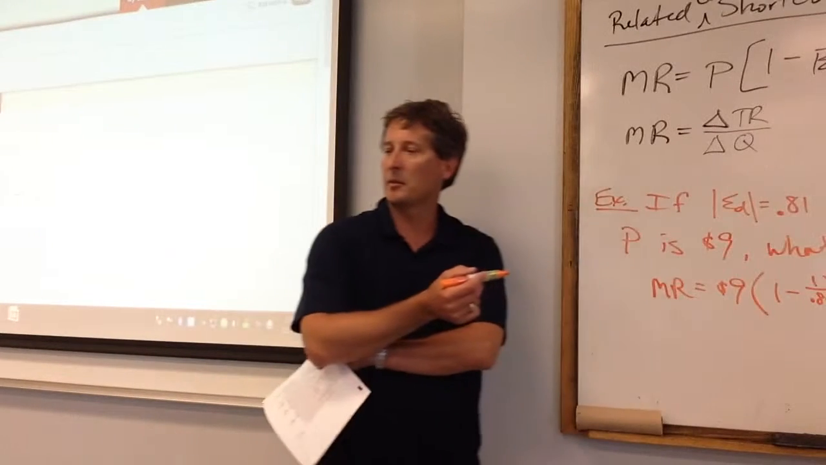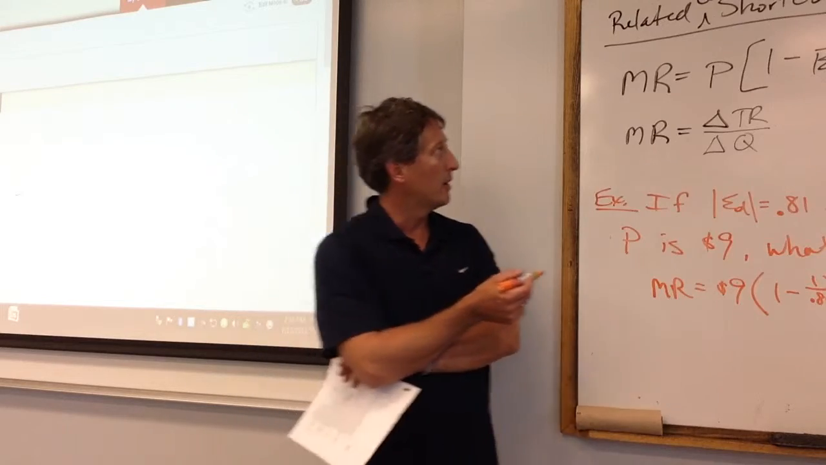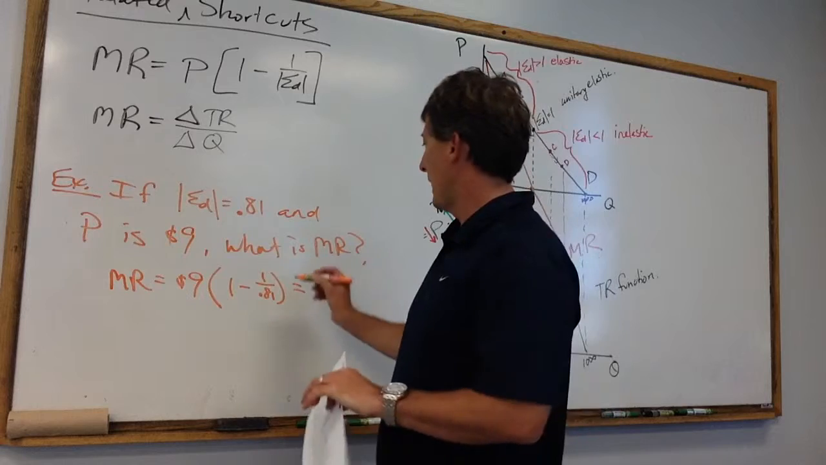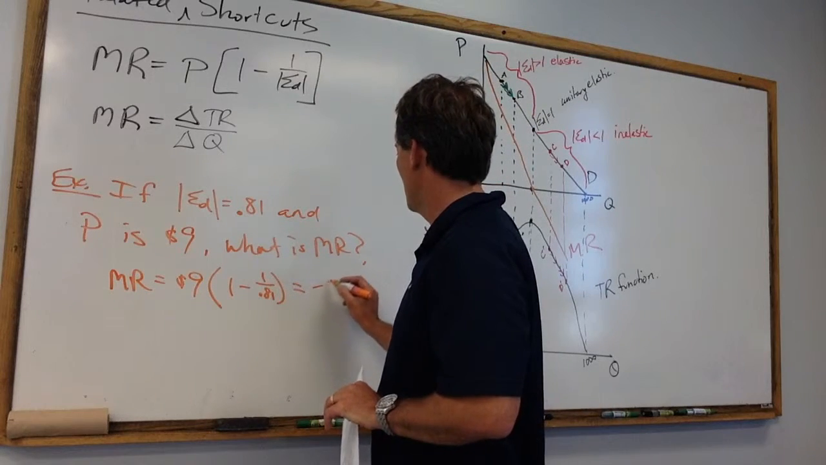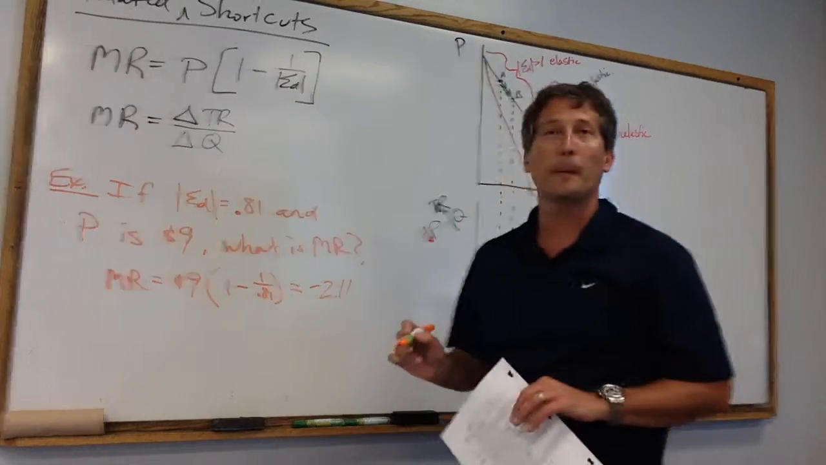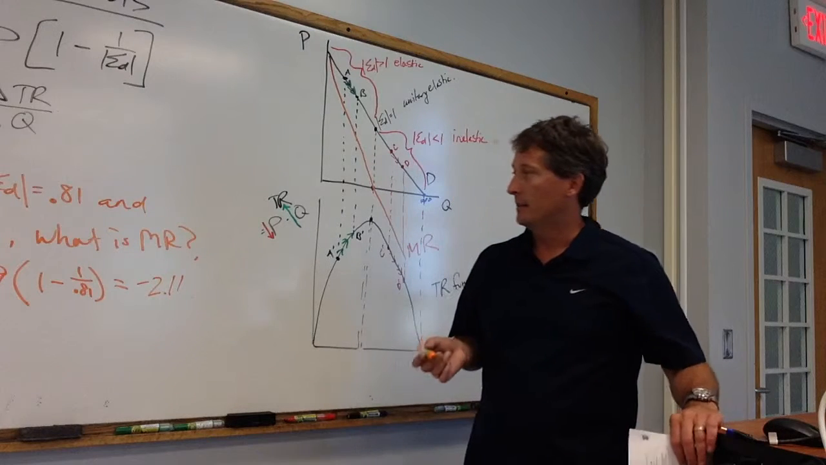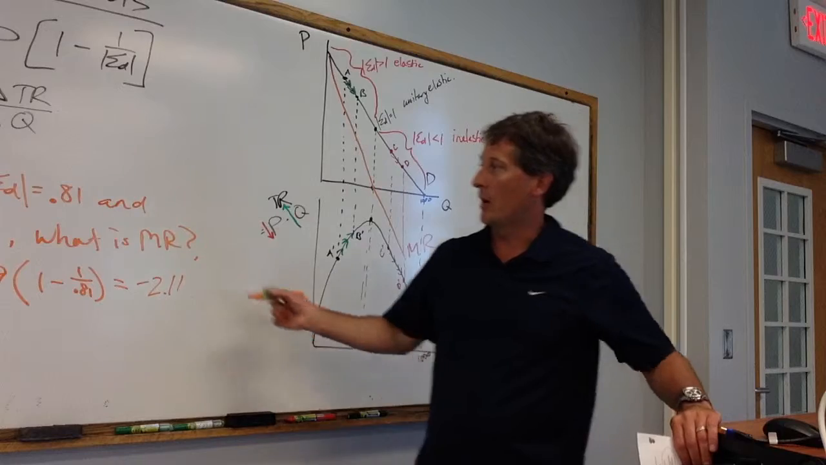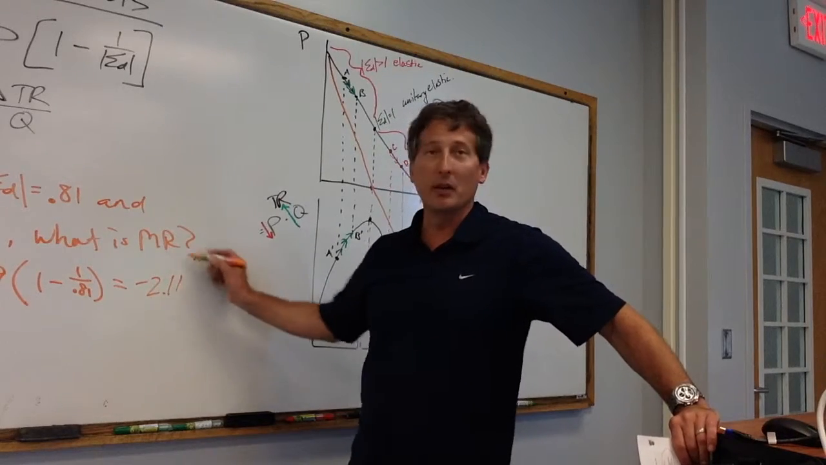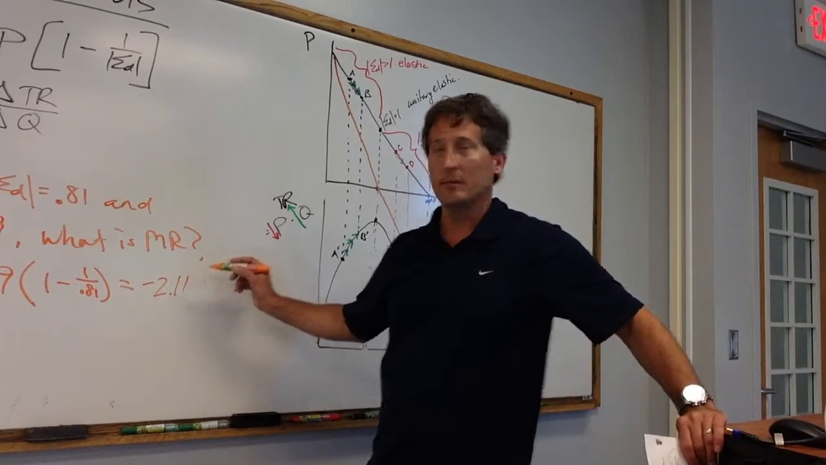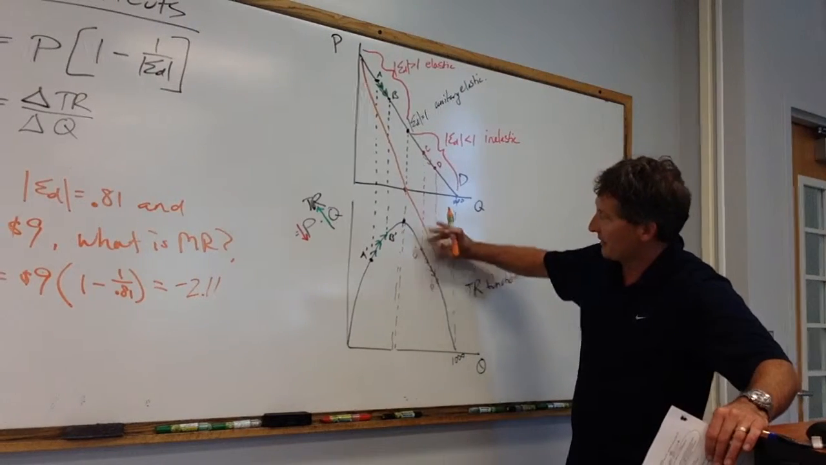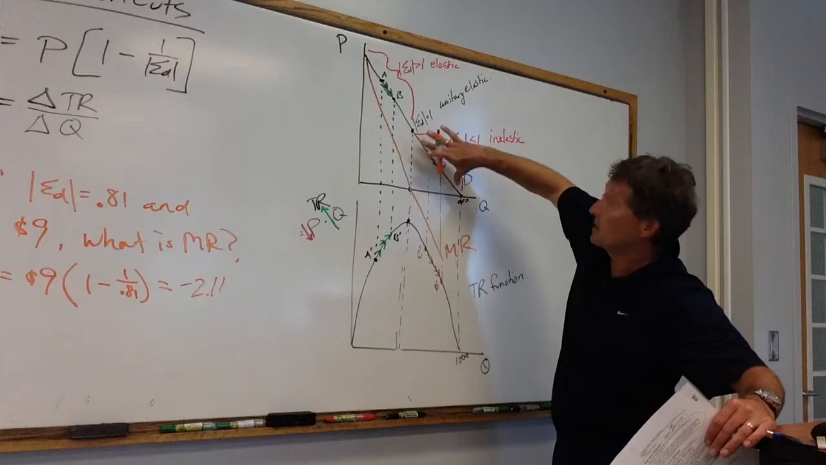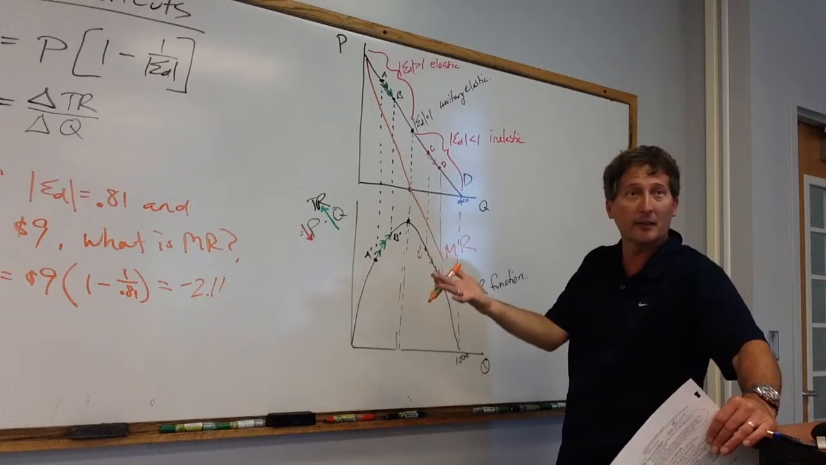As soon as you get an answer, just come under this. How much? Negative 2.11. Yeah? All right. So marginal revenue is negative. In other words, we're operating on this side, which confirms what we had. We were in the inelastic range of the demand curve. We were over here. We got a negative number.